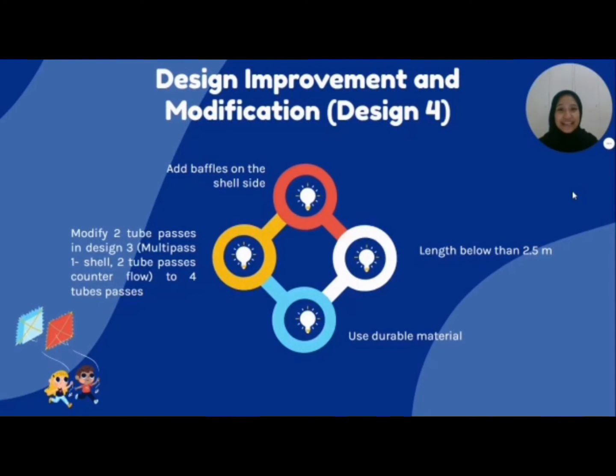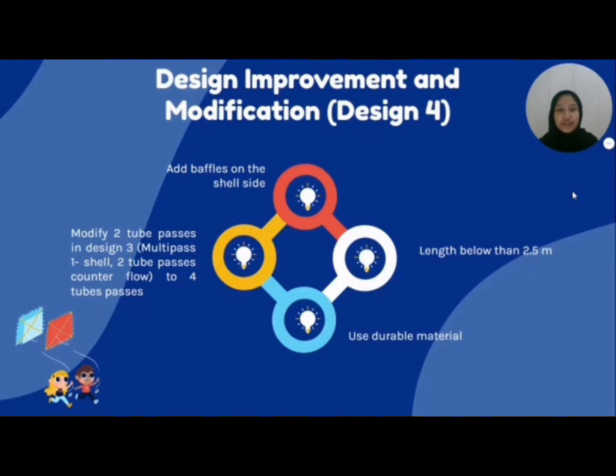My name is Nurul Natzira binti Yasir and my matric number is 203725. Let's take a look at the design improvement and modification. The reason why we chose design 4 as our final design is because from the calculation, the tube length that we get is 2.29 meters. This tube length is below 2.5 meters, so our design 4 can fit perfectly in the limited space of the plant. One modification that we made is that we changed the 2 tube passes in design 3, which is multi-pass 1 shell 2 tube passes counterflow, to 4 tube passes. The reason why we added another 2 tube passes is to increase the surface area of our heat exchanger. By increasing the surface area, we can speed up the heat transfer. Thus, we can increase the efficiency of our heat exchanger.